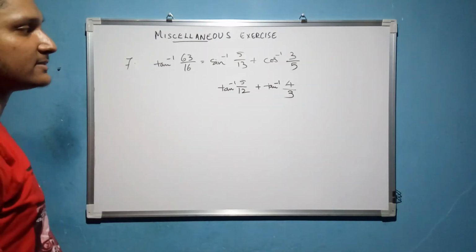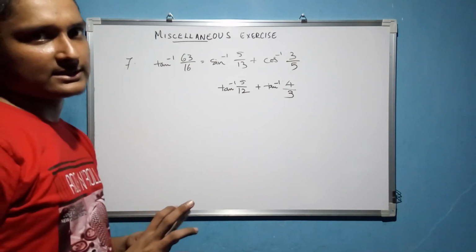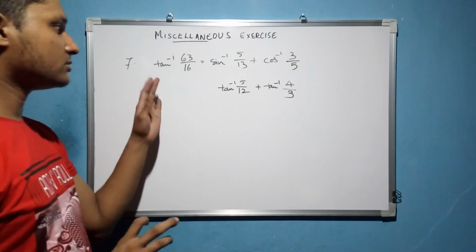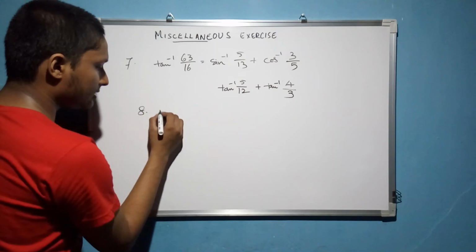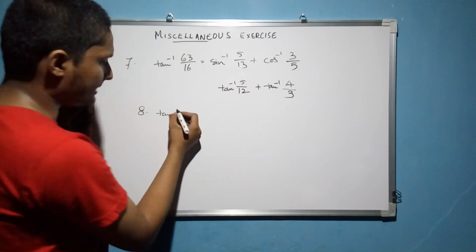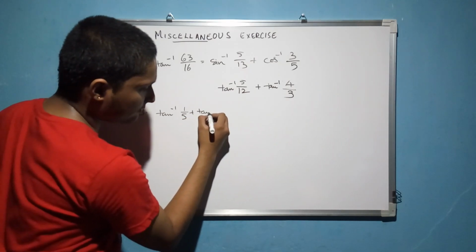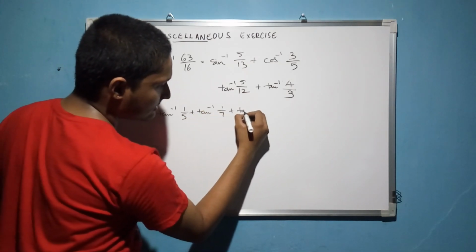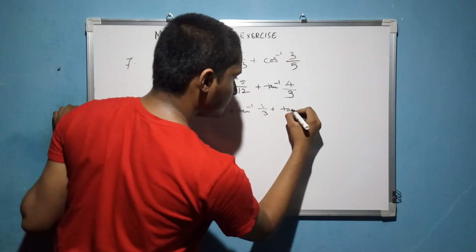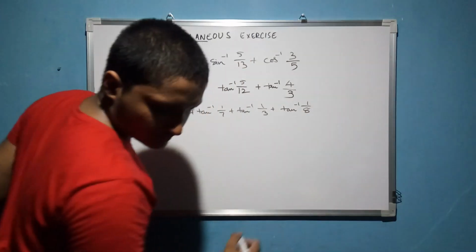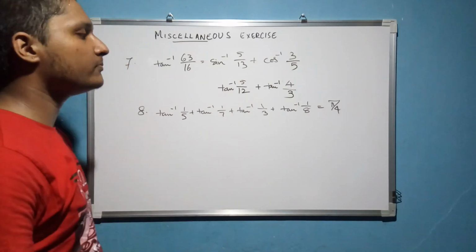Now we need to find tan of x plus y. This was a similar question, right? This was a completely similar question we already done, so directly we'll get this. Okay, now we have the eighth question. Eighth question is a series of so many tans. You are asked to find tan inverse 1 by 5 plus tan inverse 1 by 7 plus tan inverse 1 by 3 plus tan inverse 1 by 8. Those four you are asked to find out and tell that it is equal to pi by 4.